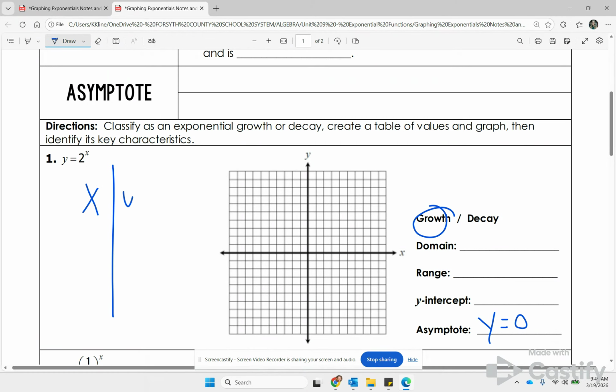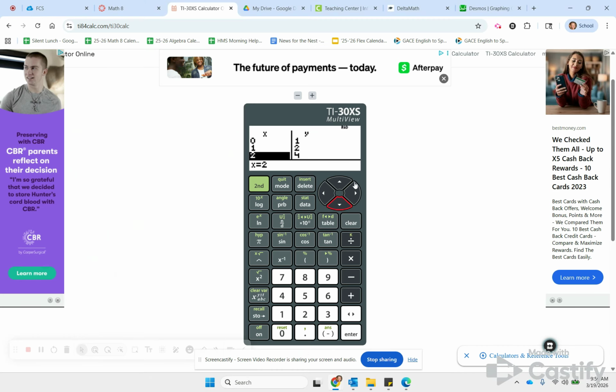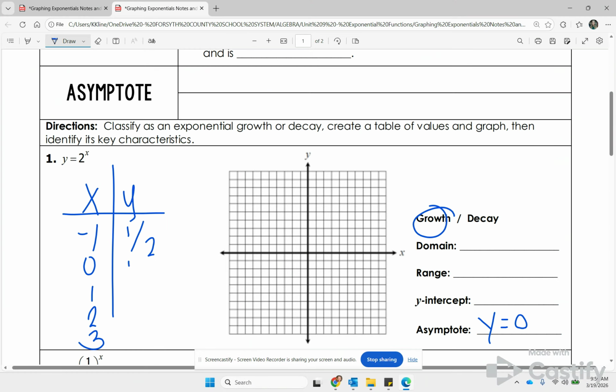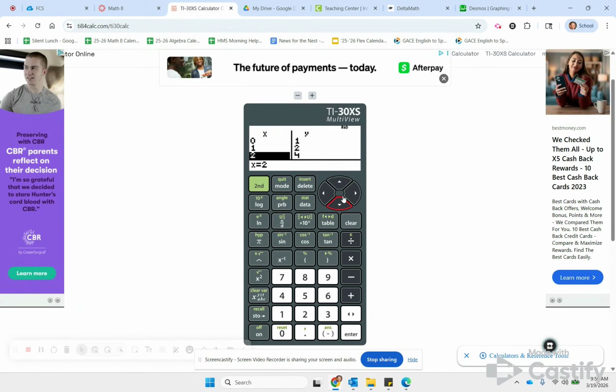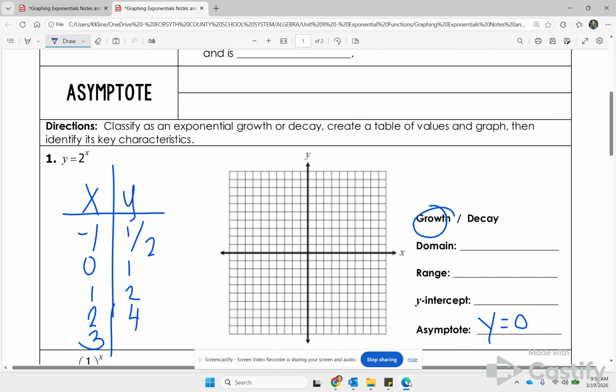So I'm going to fill out a table. I'm going to do negative 1, 0, 1, 2, and if I can fit 3, I will. So negative 1 is 1/2, 0 is 1, 1 is 2, 2 is 4, and 3, let's get that really fast, is 8.